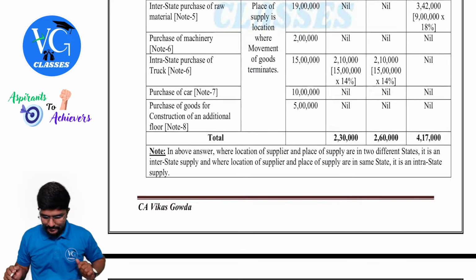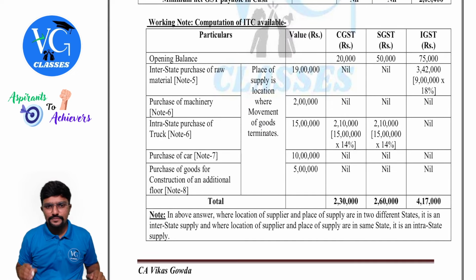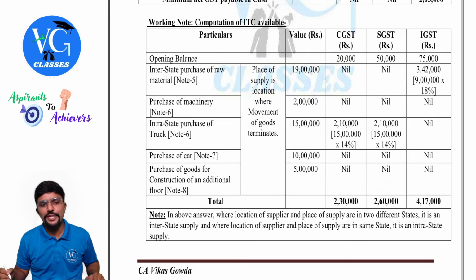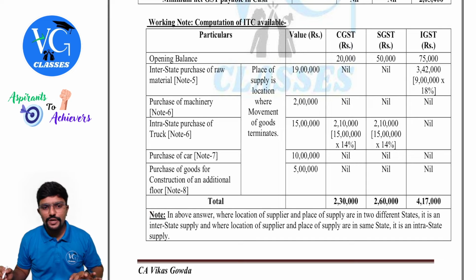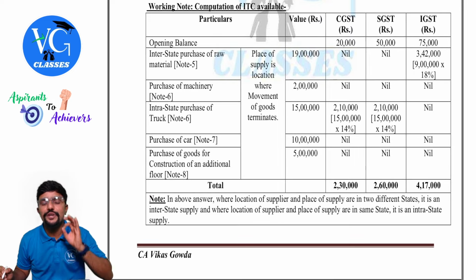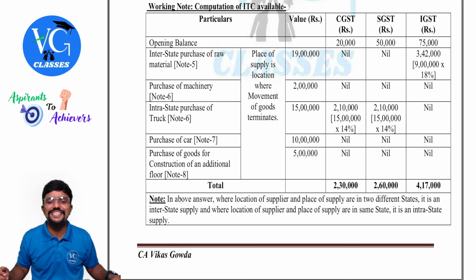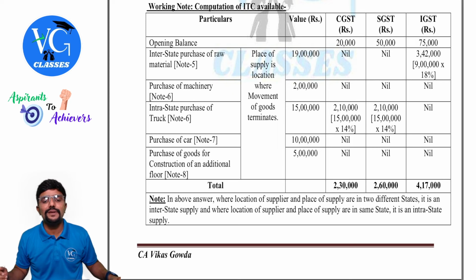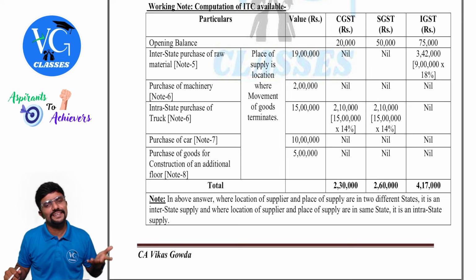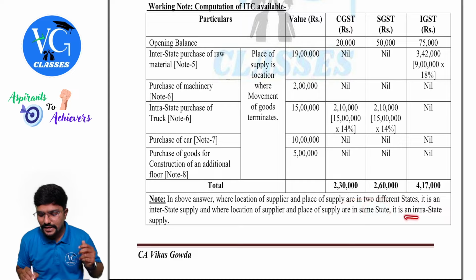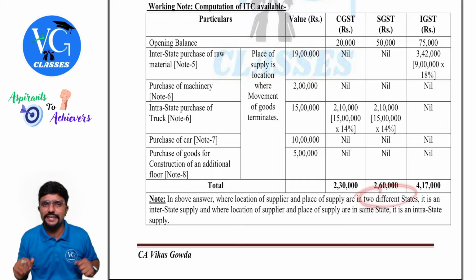Okay, credit part done now. So what is the total credit available for the month? CGST 230, SGST 260, and IGST 4,17,000, guys. Then note also I have given in the above answer where location of supplier and place of supply are in two different states, it is an interstate supply. And where location of supplier and place of supply are in the same state, then we have treated it as intrastate. If it is in the same state, intra; two different states, inter, guys.